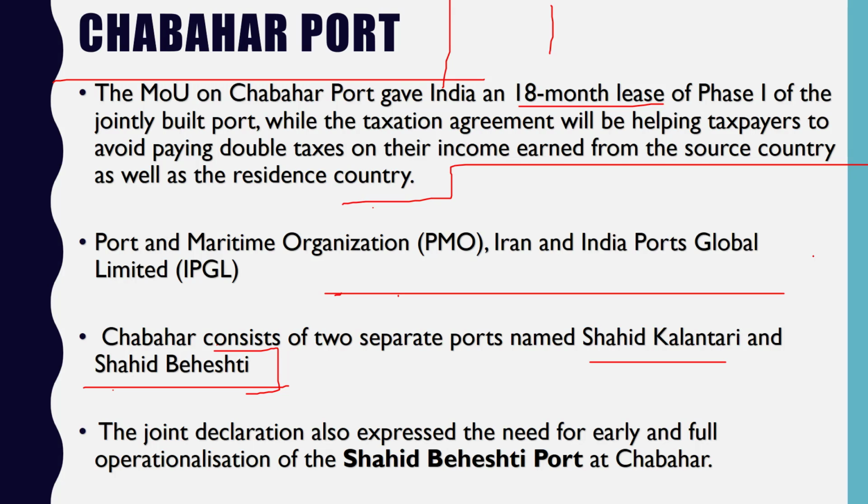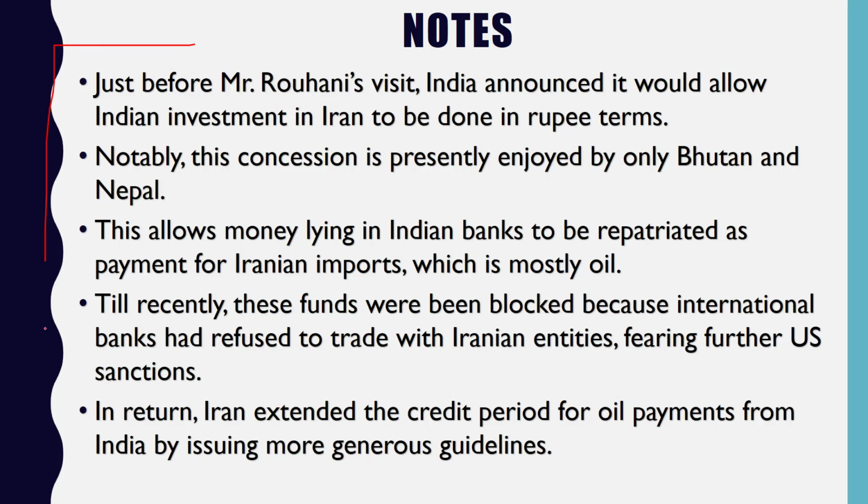One very important point you guys need to remember is that it isn't a deal between the Iranian government and the Indian government. It is actually a deal between two companies. From the Iranian side, it is Port and Maritime Organization, the PMO of Iran, and not the Prime Minister's office, of course. This is just a company. And of course, from the Indian side, it is India Ports Global Limited. So these two companies have signed the MOU, and now India Ports Global Limited has leased the Chabahar port for 18 months.